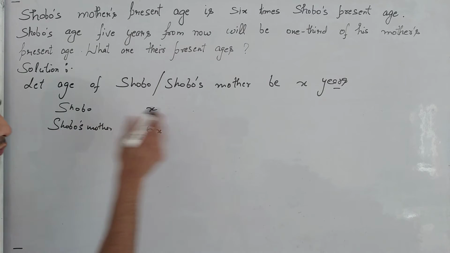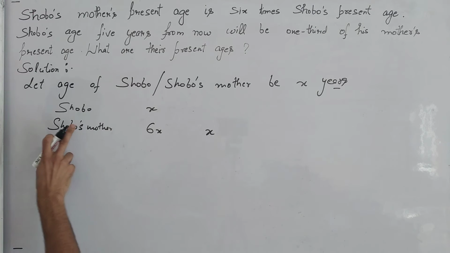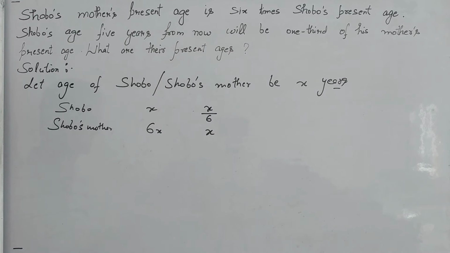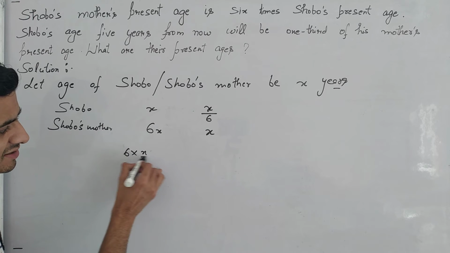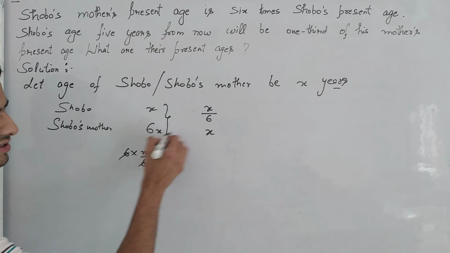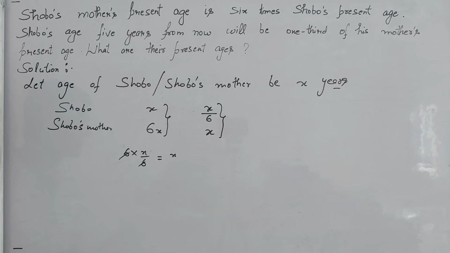And if you suppose Shogo's mother's age to be x, then Shogo's age will be x upon 6, because Shogo's mother is 6 times. So 6 times of x upon 6 will come out to be x. The point is that I am showing you both, so that you can compare which one is better for you.